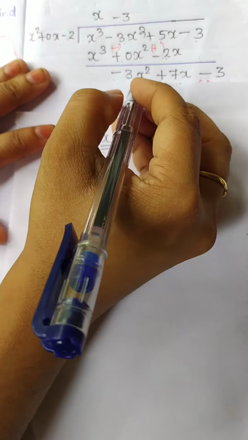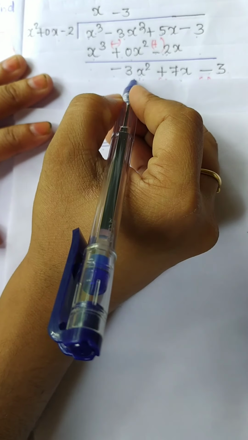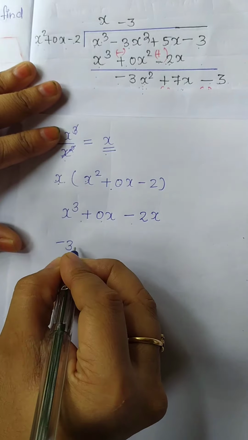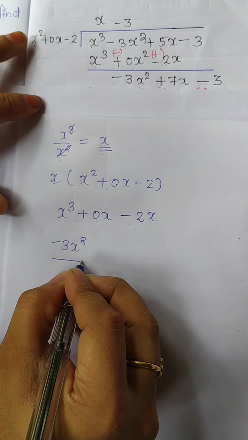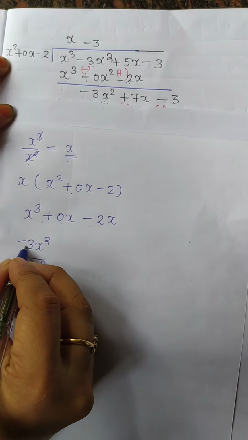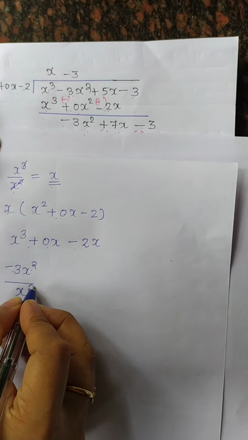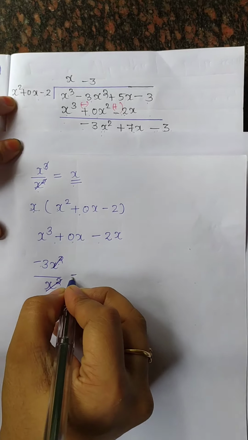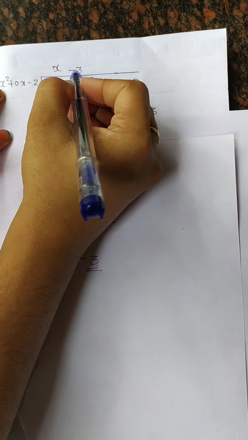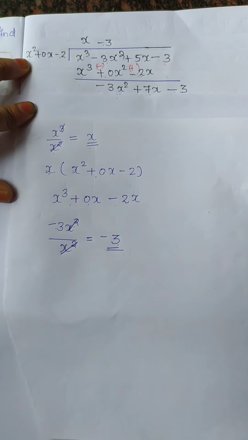For that we have to divide the highest degree term of the new dividend by the highest degree term of the divisor. Then what is this? Minus 3x square divided by x square. X square cancels, you get the answer minus 3. This is the new quotient. Write this new quotient here, minus 3.